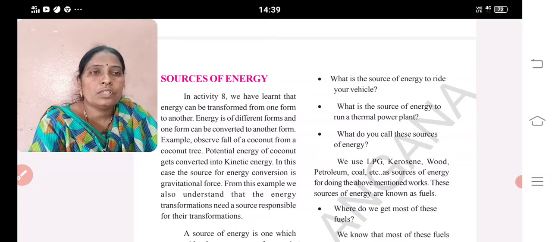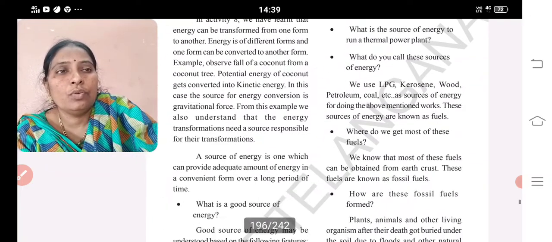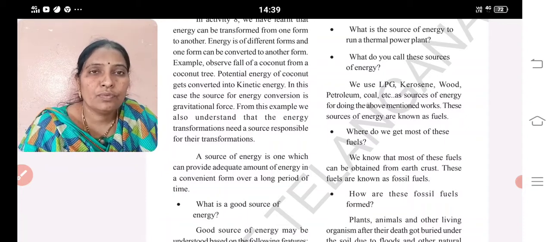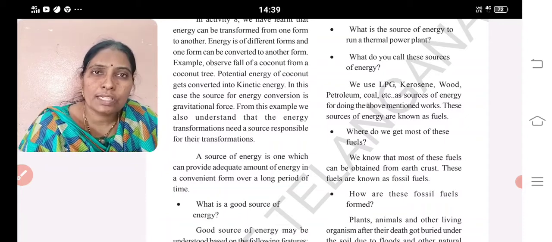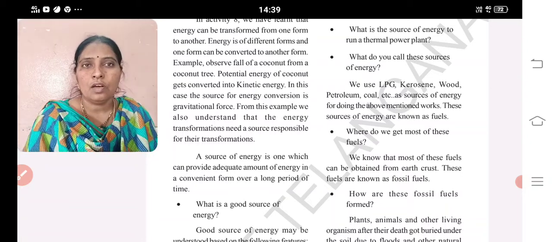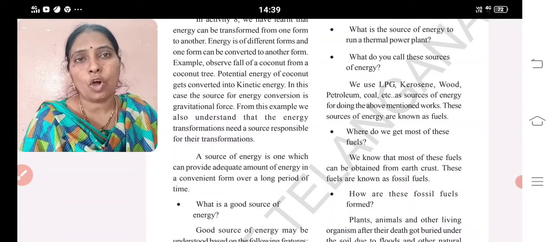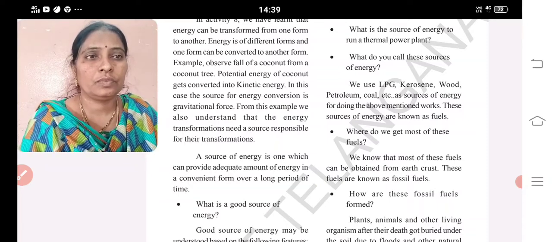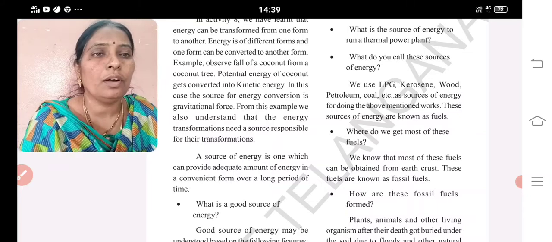Where do we get most of these fuels? We know that most of the fuels can be obtained from the earth's crust, and these fuels are known as fossil fuels. Already in the 8th standard it was discussed that coal and petroleum are known as fossil fuels because they are obtained from organic matter, dead matter. How are these fossil fuels formed?